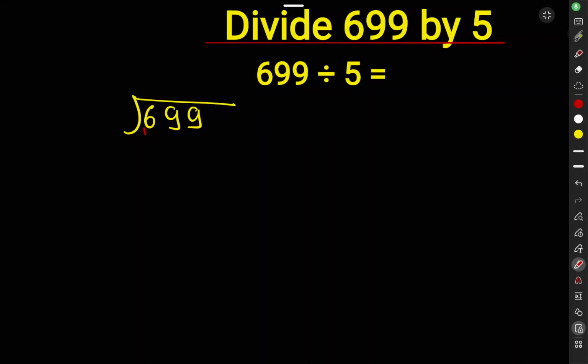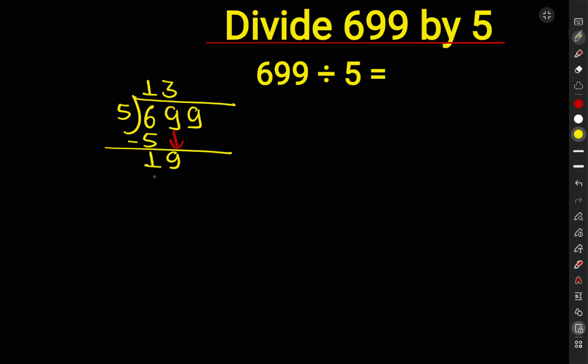We divide 699 by 5 in long division method. 5 times 1 is 5. On subtracting we get 1. So now we put down this 9 and it is 19.